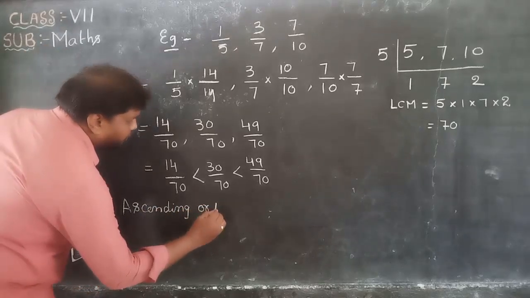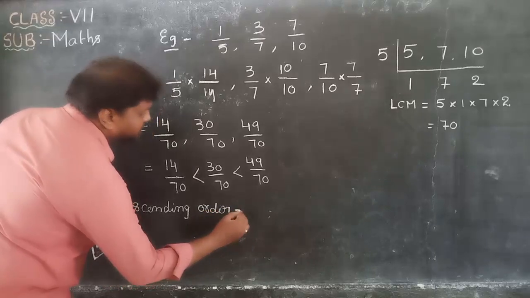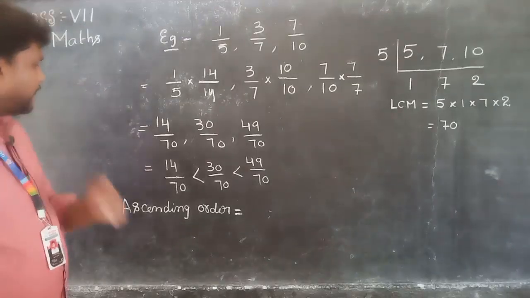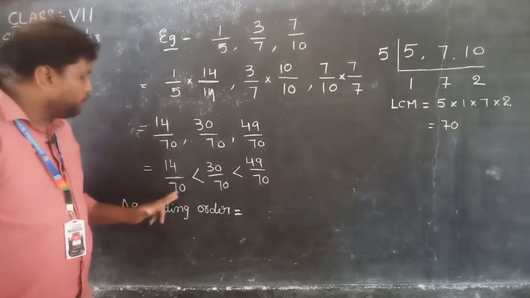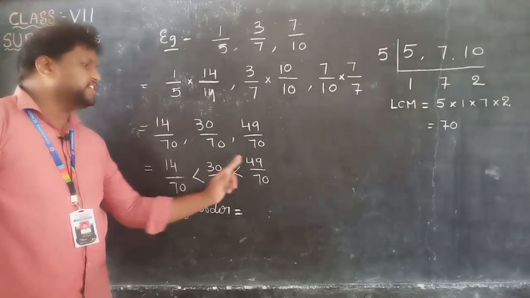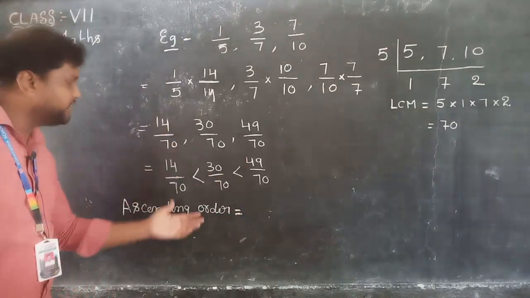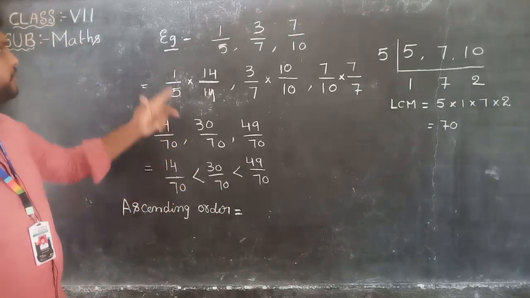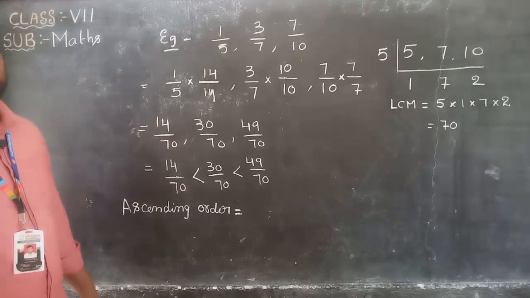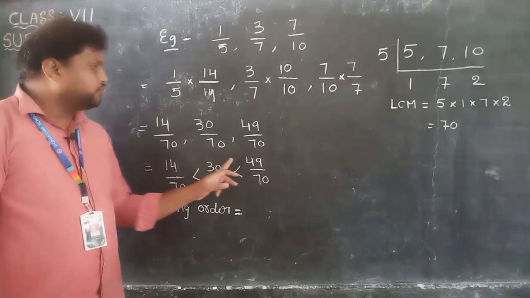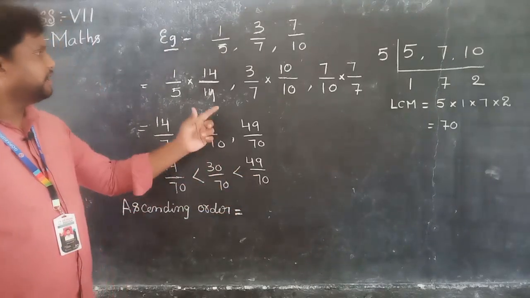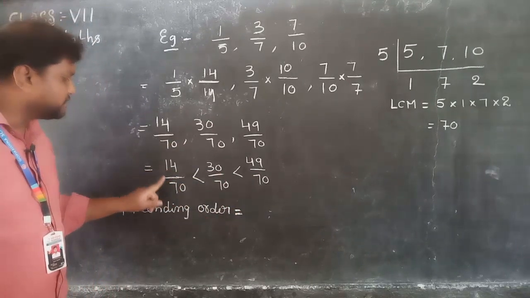Ascending order is equal to ascending order. Here, ascending order means most people think you have to write 14 by 70, 30 by 70, 49 by 70. Actually, the ascending order also comes the same as the question. Why? Because 14 is a smaller value, 30 is a larger value, and 49 is larger still.